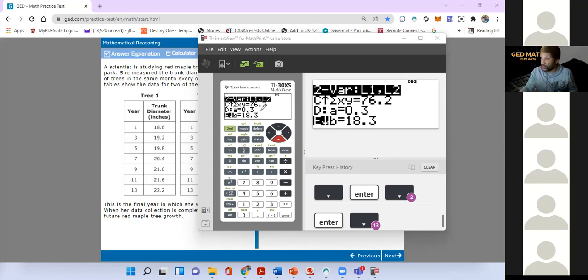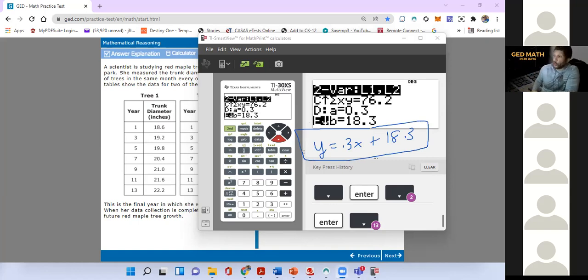Easy. A is your slope, B is your y-intercept. All you got to know is how to put that as the equation of the line. Y equals 0.3x plus 18.3. Done. Guaranteed you're going to have that one.